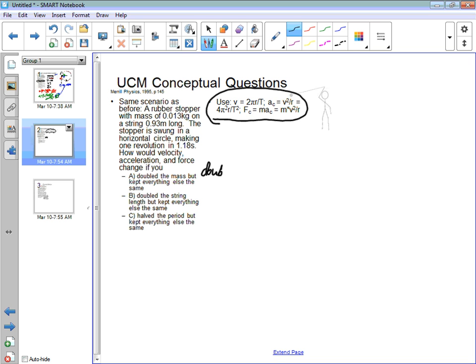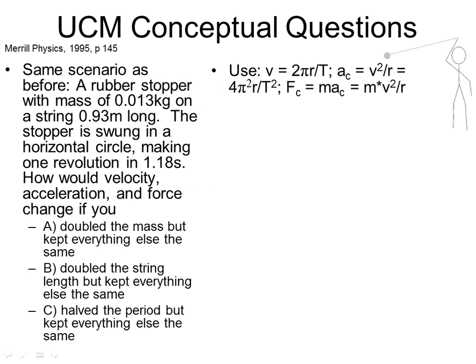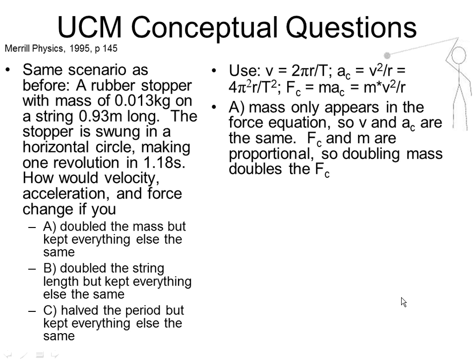So double the force. Okay, but everything else would be the same. So as we said, the only thing with mass in it is the force. So we end up doubling the mass, we double the force, but nothing else. Now, if we're going to double the string length but keep everything else the same, how would that affect our velocity? How would that affect our velocity?